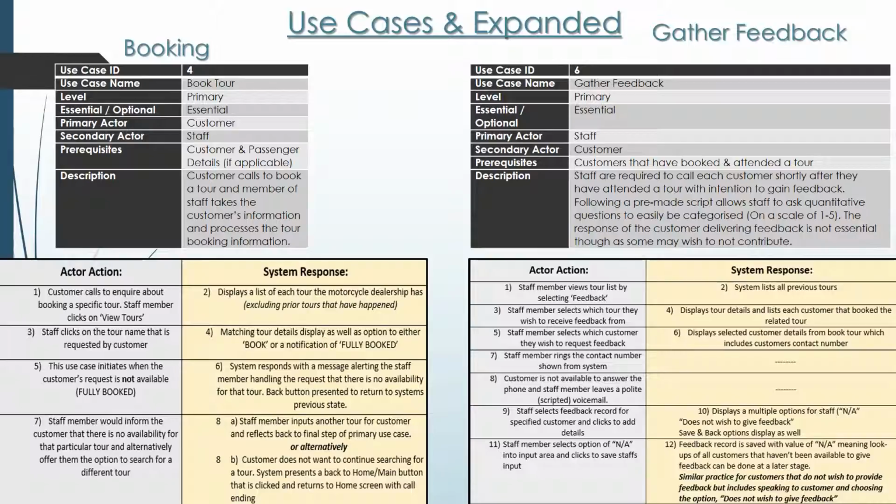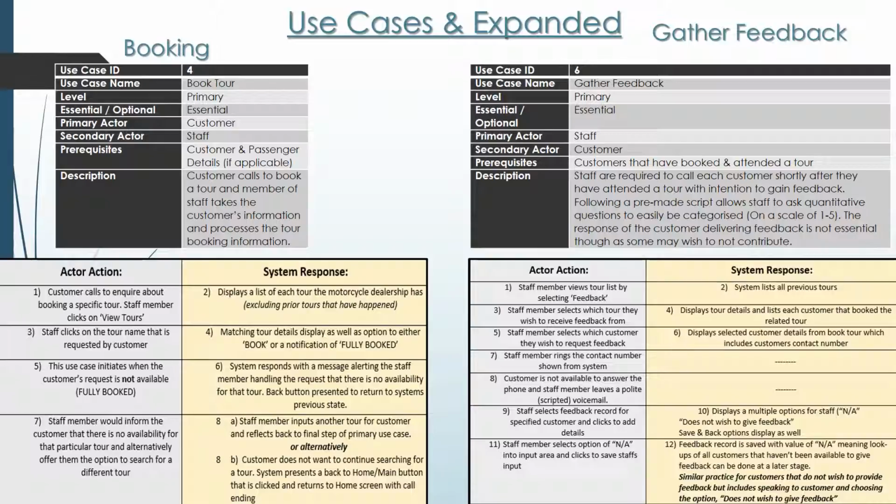The booking use case clearly states it's a primary use case, its primary and secondary actors and prerequisites of customer and passenger details if applicable. The if applicable has been included as the customer would provide customer details in order to make a booking and therefore would have to go through further steps in order to make a booking.